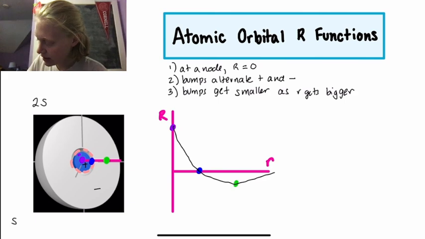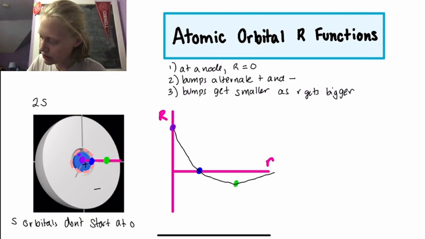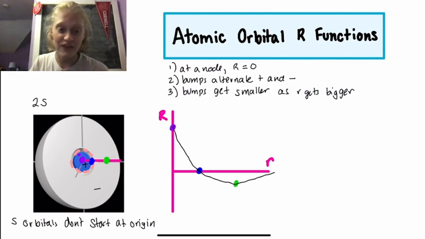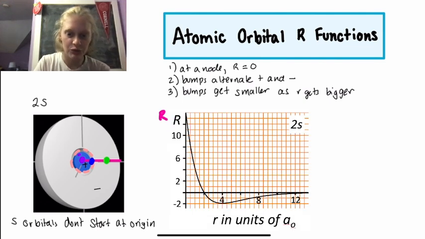So s orbitals don't start at the origin. And this is due to the fact that there's no angular node going through the middle of the orbital like there are in the other ones. Okay, so you'll see that in the actual one as well. The 2s starts with a high capital R value, goes through 0, and then ends in the negative region.